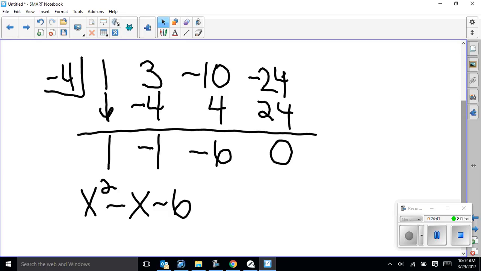So which do you prefer? The synthetic, right? It's a lot less work. It's a lot less work to get the same result. Which is always nice, right? You guys are always asking for the easier method.